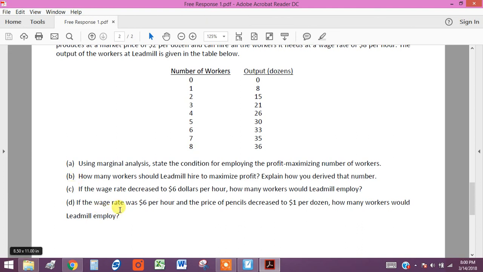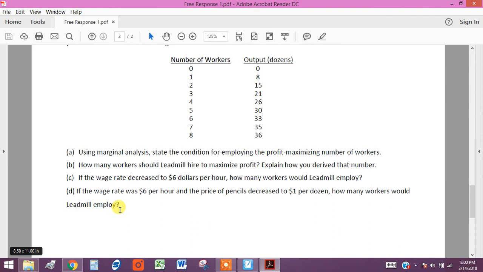D, we want to look at what would happen if we kept the wage at $6 per hour, but the price of pencils went down to $1 per dozen.